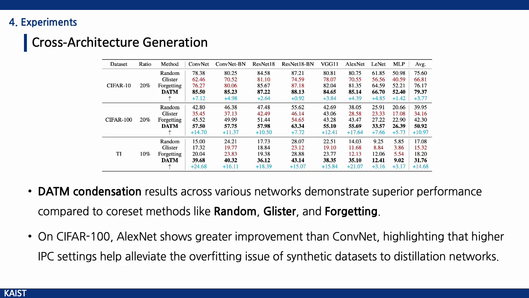The ATM condensation results show superior performance across various network architectures when compared to coarser methods like random, glister, and forgetting. On CIFAR-100, in particular, AlexNet demonstrates a greater improvement compared to ConvNet. This highlights how higher IPC settings help alleviate the overfitting issue commonly observed in synthetic datasets during distillation.